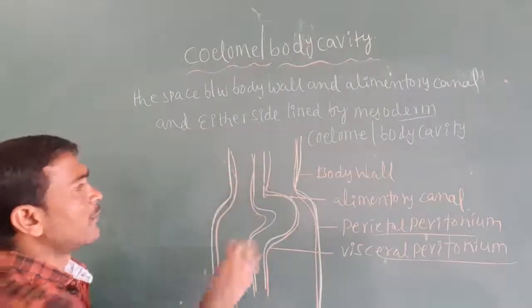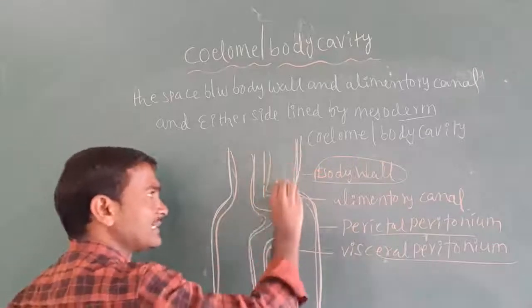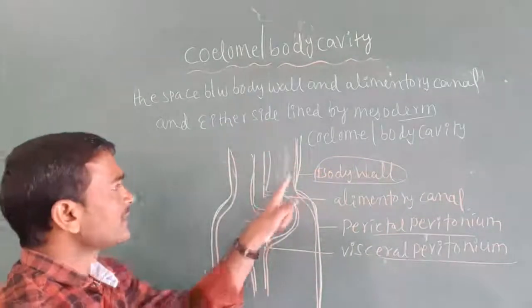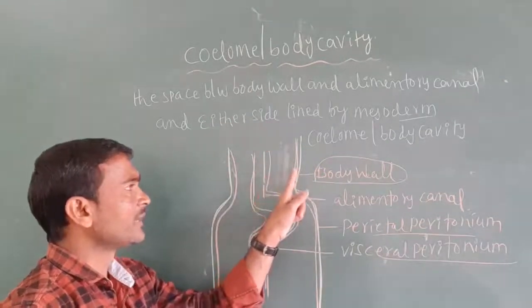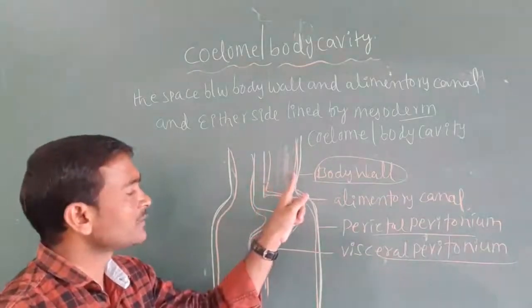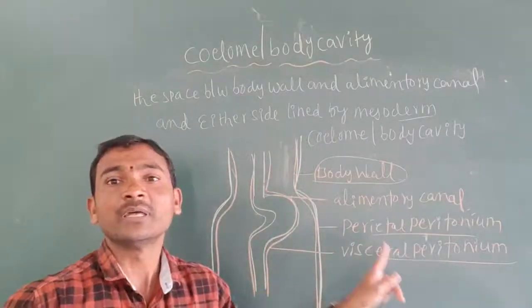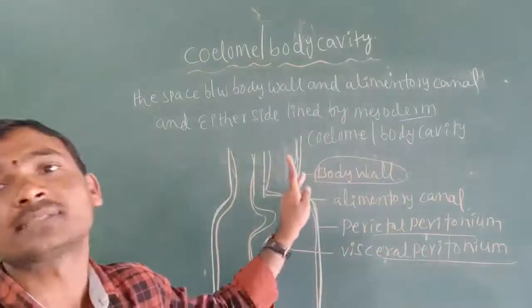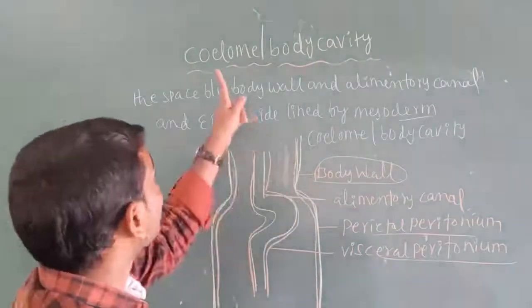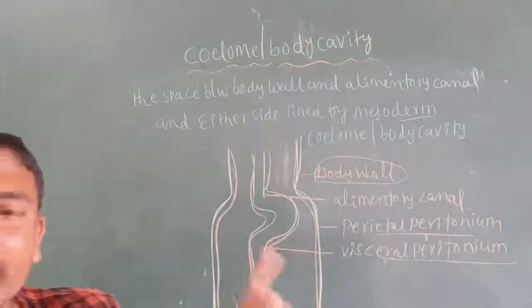The space between the body wall and alimentary canal: this is the body wall, this is the alimentary canal, and the space is there. The first is fulfilled. Second, either side is lined by mesoderm. The outer mesoderm is the parietal peritoneum, and the inner one is the visceral peritoneum. This fulfills the definition of the coelom or the body cavity.